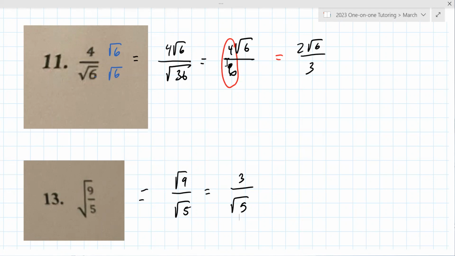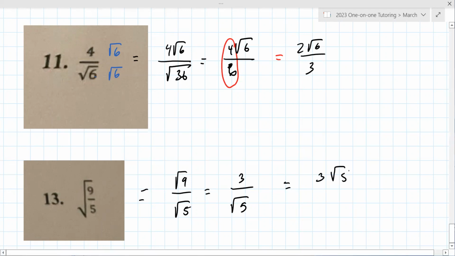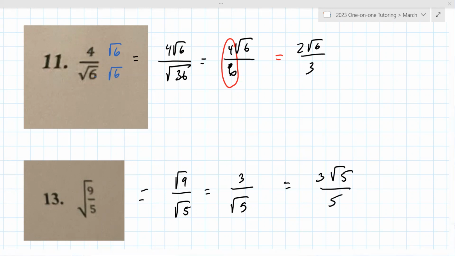I don't think I can reduce the square root of 5. Nope, this just becomes 3 square root of 5 over 5 like that. Okay. So sometimes you can, sometimes you can't. You can sort of look ahead, but not always.